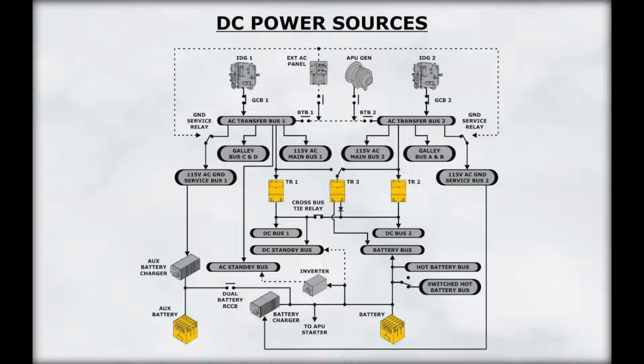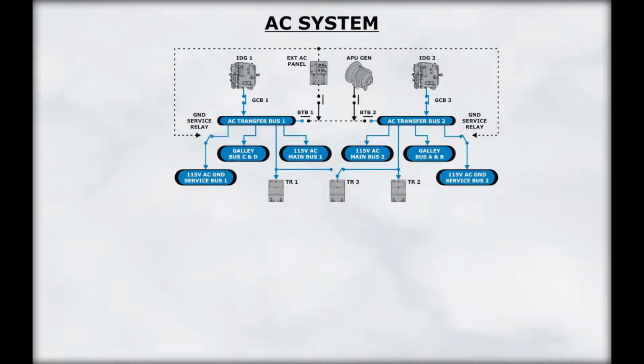Transformer rectifiers, commonly known as TRs, convert AC power into DC power. The TRs are the primary source of DC power for the DC system. Two aircraft batteries provide an alternate source of DC power. Let's look at the AC system.